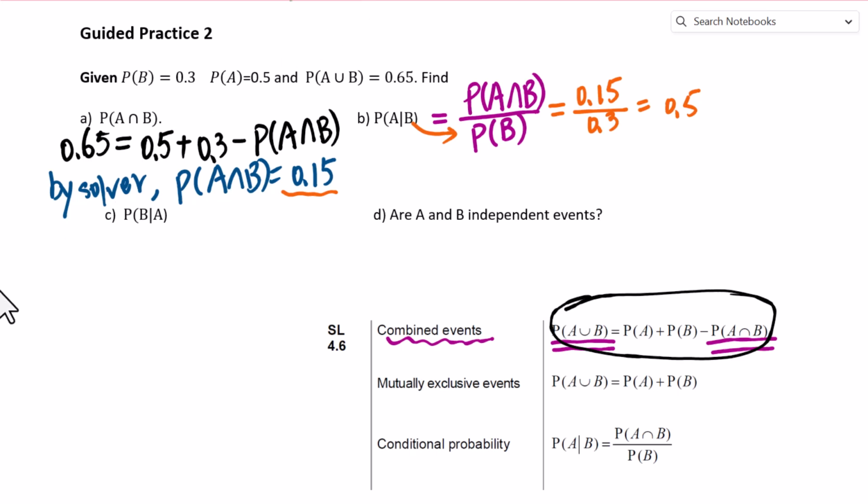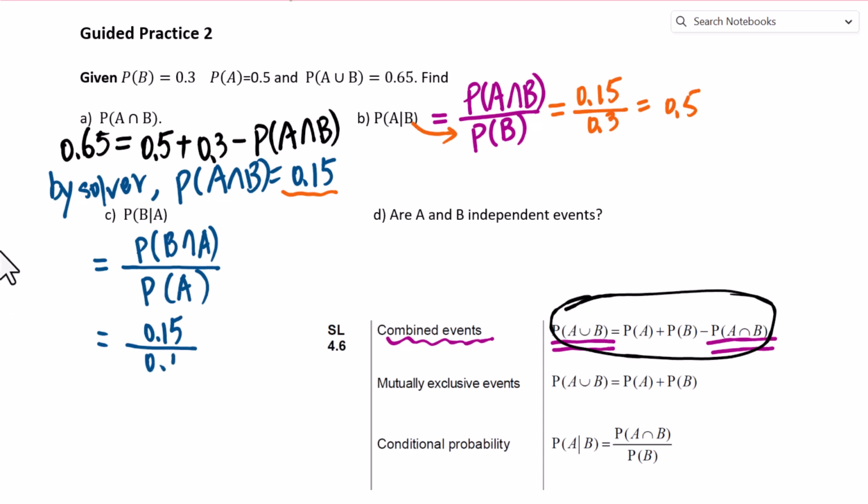Let's go to C. Probability of B given A. Write down the formula first. Probability of B intersection A all over probability of A. Substitution: 0.15 over 0.5 equals 0.3.